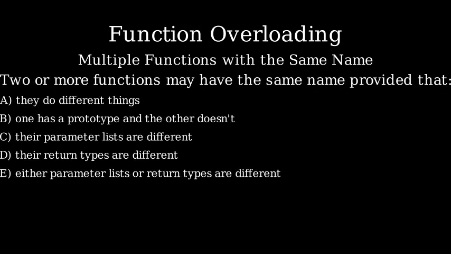Two or more functions may have the same name provided that A, they do different things. B, one has a prototype and the other doesn't. C, their parameter lists are different. D, their return types are different. E, either their parameter lists are different or their return types are different.